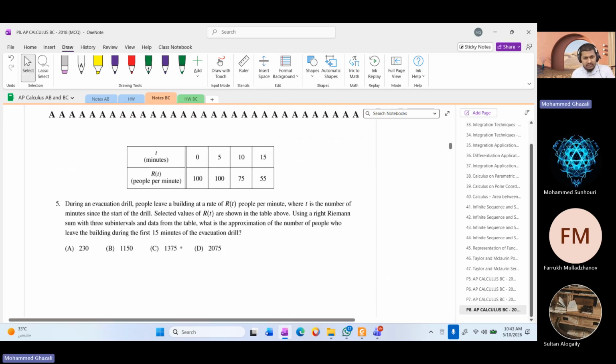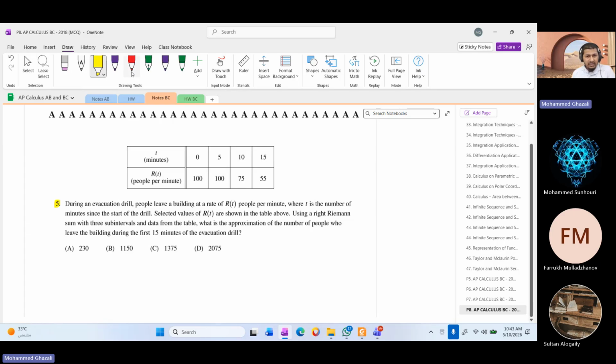Okay, I remember this, we did it in AB. Anyways, we have a table of values. We have R of t. We want to use a right Riemann sum with 3 subintervals. Remember that this is the width, right? So the width is 5, 5, 5. So delta x is just 5, the width of the interval, and these are the heights. Because we are using right Riemann sums, we leave out the first value. So we're going to take 5 times this, 5 times this, and that times that.